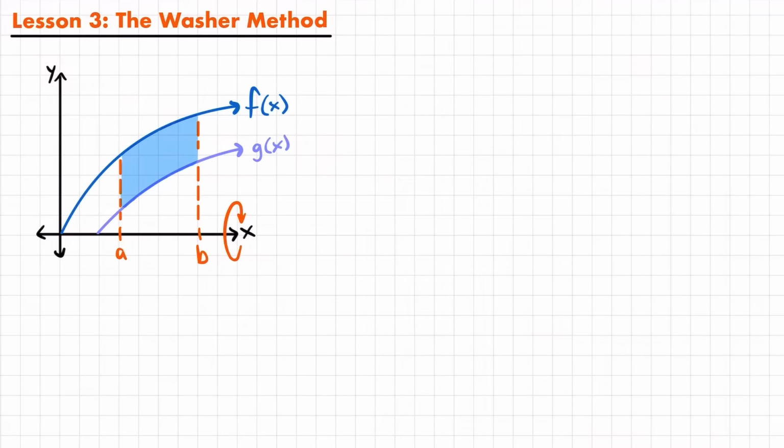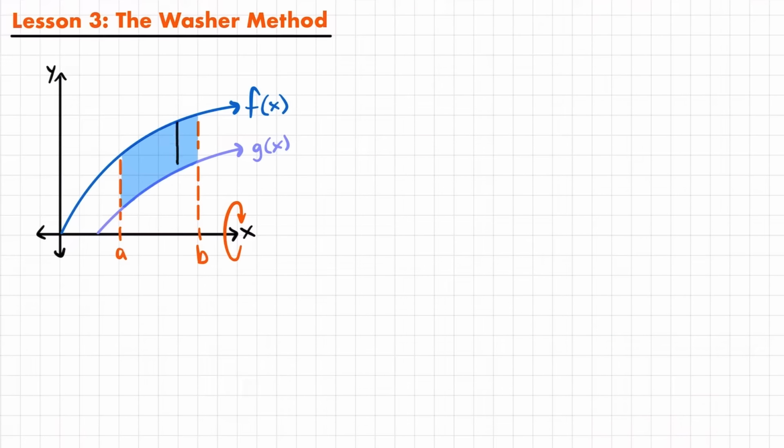All right, so if we take a look at this graph here, we have two functions, f of x and g of x, and a shaded region between them from a to b, which are two values of x along the x-axis. If we were to take that shaded region and revolve it around the x-axis, we would form a solid of revolution that would have a hole. That solid would still have circular cross-sections, except the circular cross-sections would not be complete circles, they would be circles that have a hole in the middle.